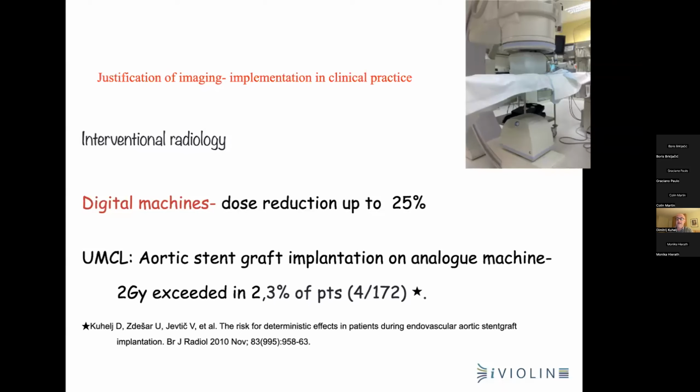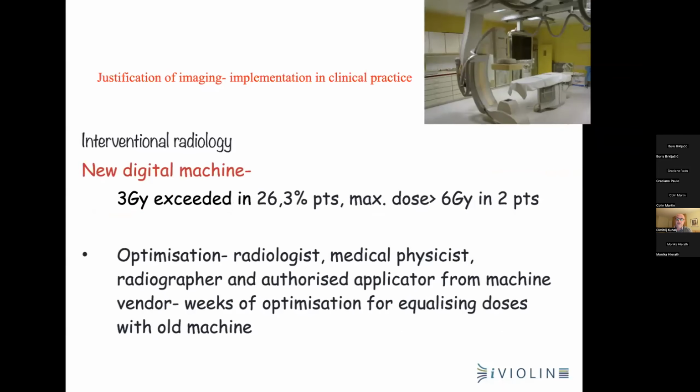2.3% of the patients. And then we got a new digital machine, and we collected the data for the first 6 months. And in the same procedure, EVAR, 3 grays were exceeded in a quarter of the patients, and the maximal dose was more than 6 grays in 2 patients. And it took us a long time to optimize. It was teamwork of radiologists, medical physicists, radiographers, and also an authorized applicator from the machine vendor to equalize the dose with the old analog machine.